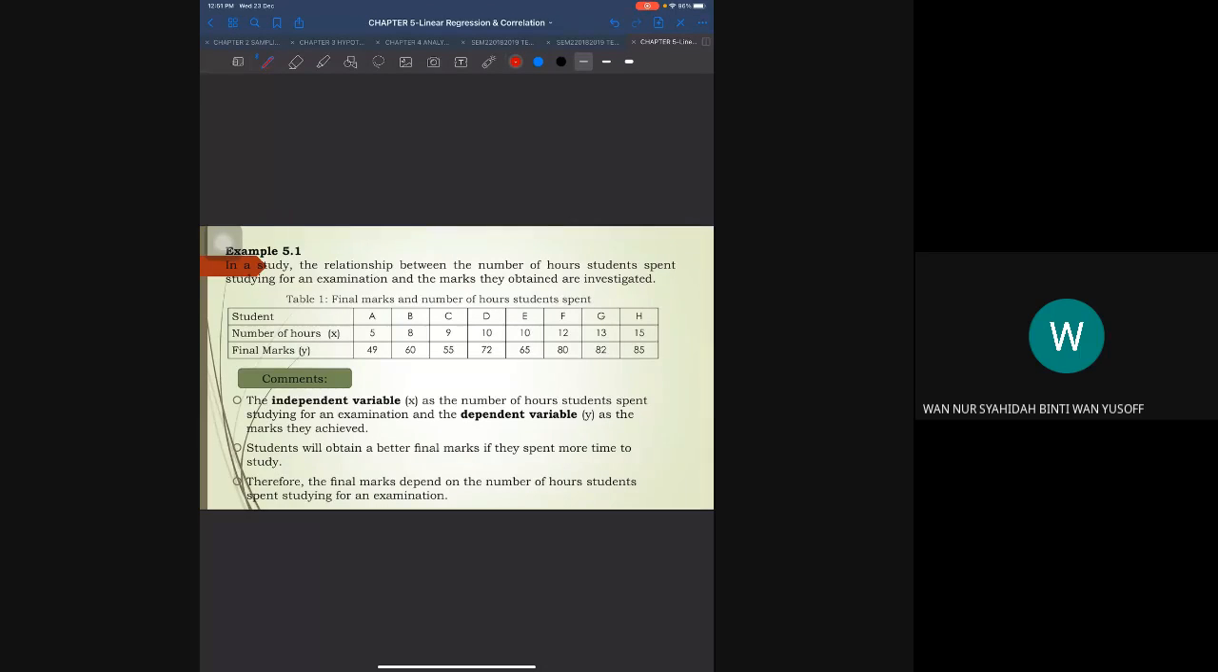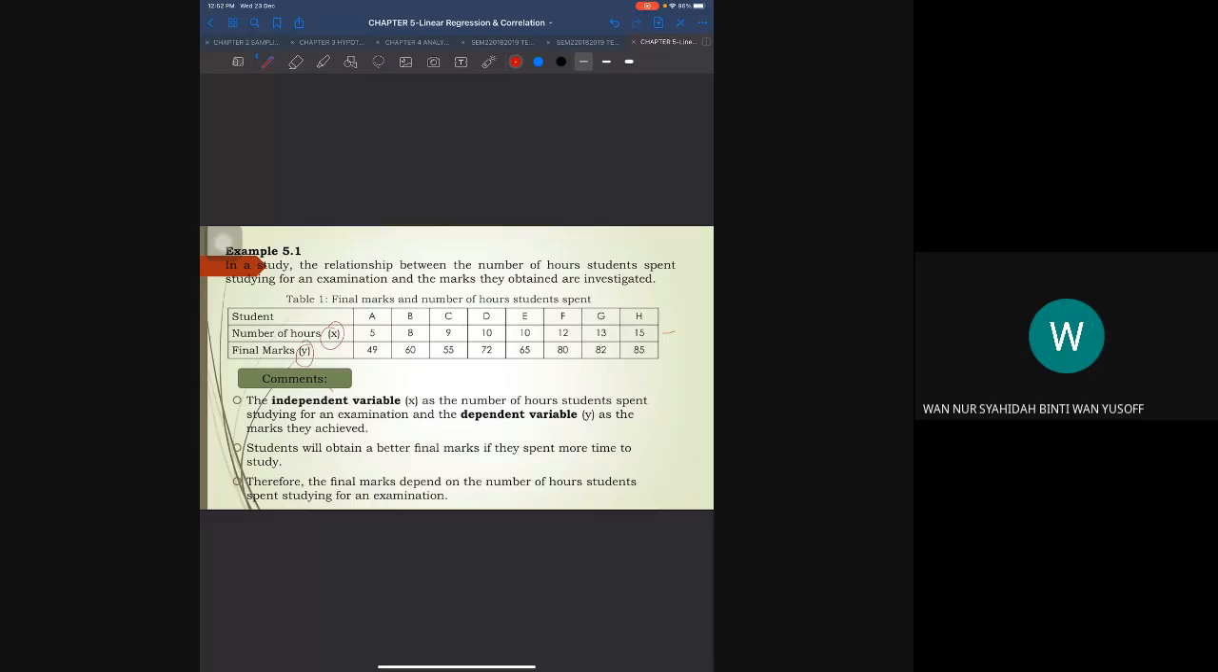So we have number of hours and final marks. As already noted here, final mark is your Y and number of hours is your X. What I mentioned just now, there is no rule that says the first row is X and the second row is Y. No, there is no rule about that.